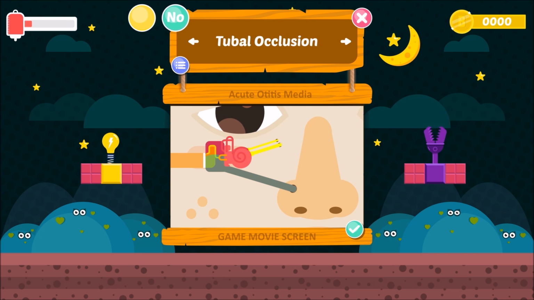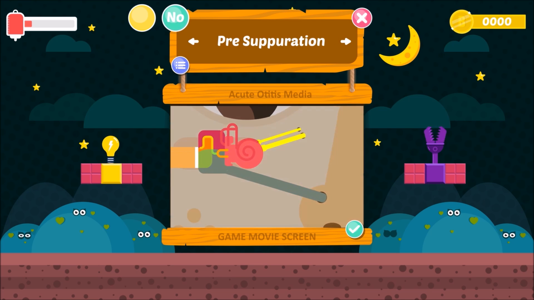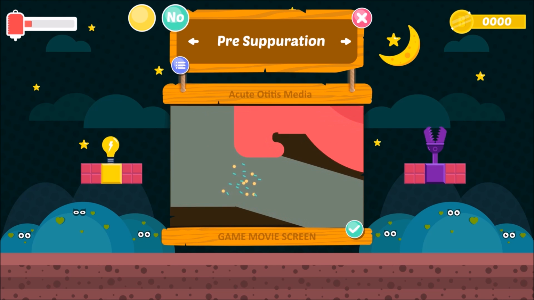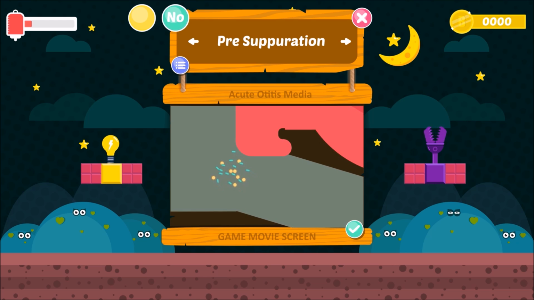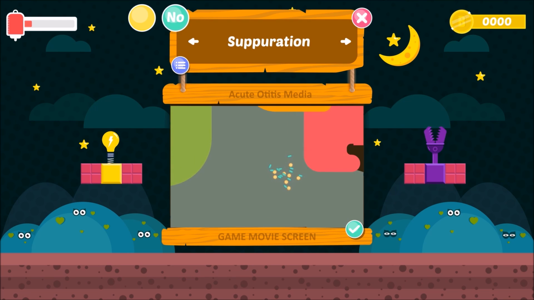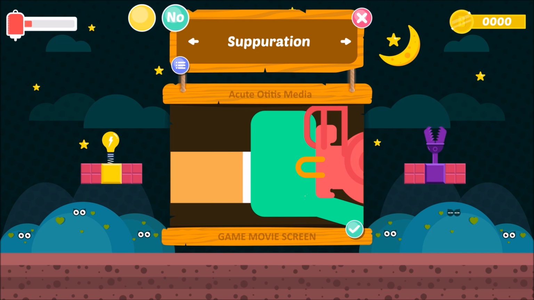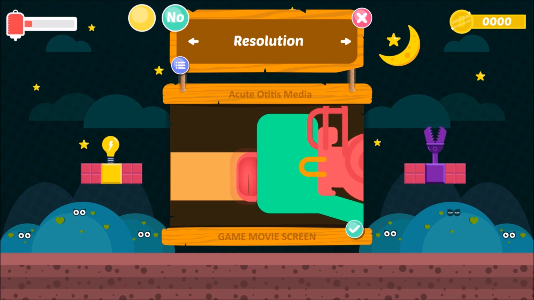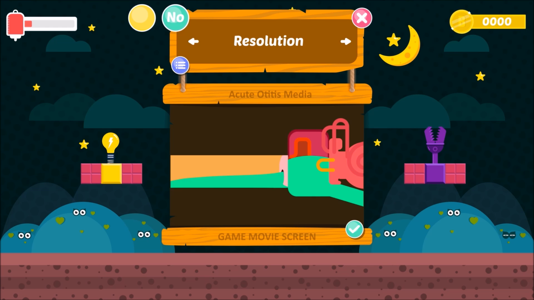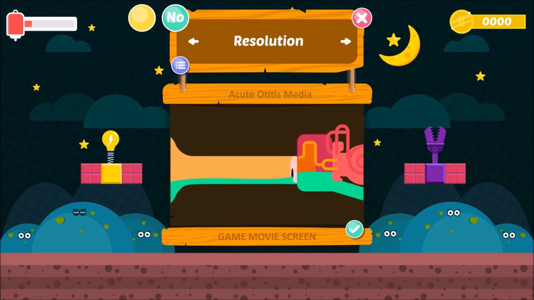2. Stage of pre-suppuration. After the eustachian tube is blocked, the microorganisms start infecting. 3. Stage of suppuration. This is marked by formation of pus in the middle ear. Tympanic membrane starts bulging to the point of rupture. 4. Stage of resolution. The tympanic membrane ruptures with release of pus and subsidence of symptoms. Inflammatory process begins to resolve.